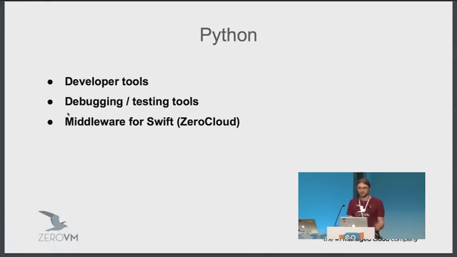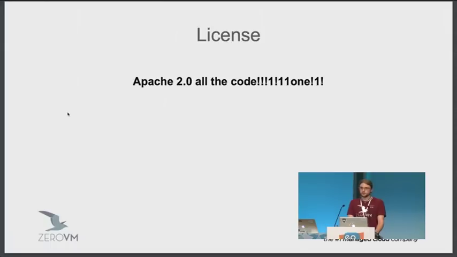Why is this interesting to Python people? Well, most of our developer tools are written in Python, testing tools, and of course the thing that enables this, the glue between Swift and ZeroVM is this ZeroCloud thing, and that's written in Python, of course. Everything is Apache 2. It's all open source, so use it, contribute to it.